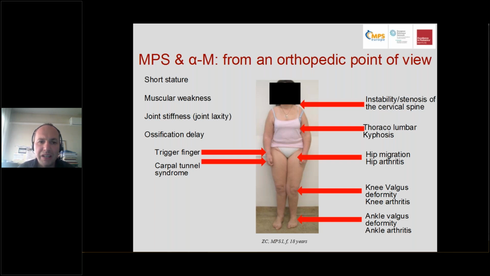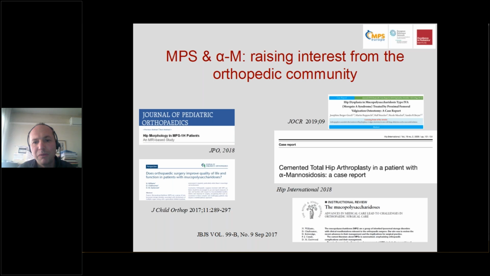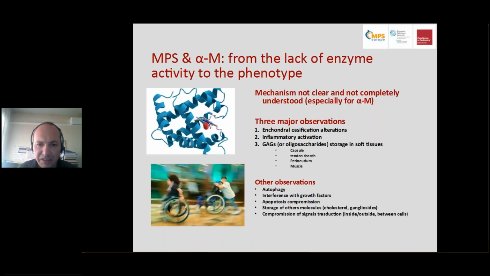I have to say that the interest from the orthopedic community in metabolic diseases, especially mucopolysaccharidosis and lastly also alpha-mannosidosis, is getting more and more common. I remember that no more than 10 years ago, we were very afraid to manage this kind of disease, but now I can show you there are a lot of orthopedic journals talking about metabolic disease.